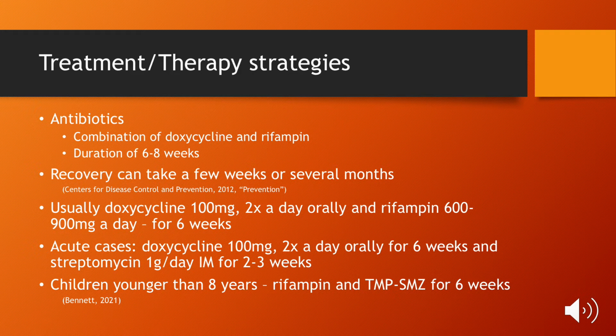Acute cases, they are believed to be more effective and have a lower rate of relapse, so the combination of doxycycline and streptomycin have a lower rate of relapse. And children that are infected that are younger than 8 years have a combination of rifampin and TMP SMZ, which is trimethoprim and sulfamethoxazole. That's a really hard word, and that is used for the duration of 6 weeks.